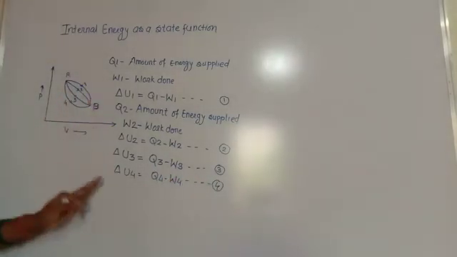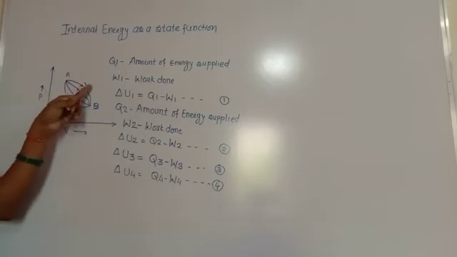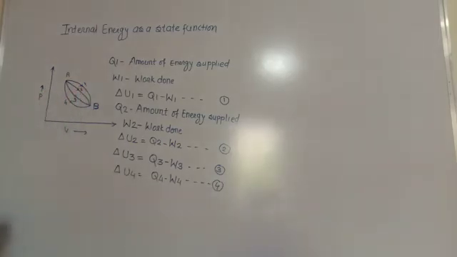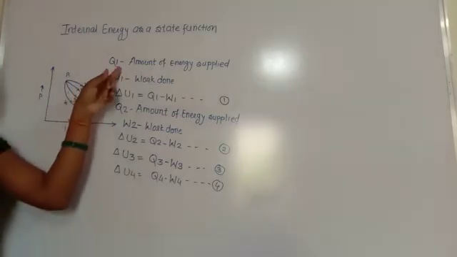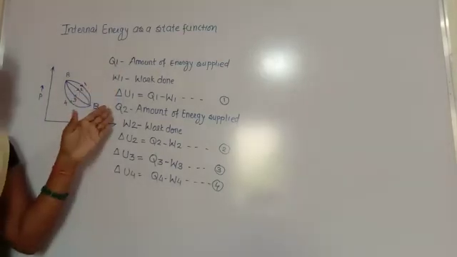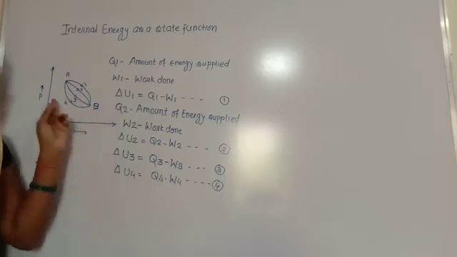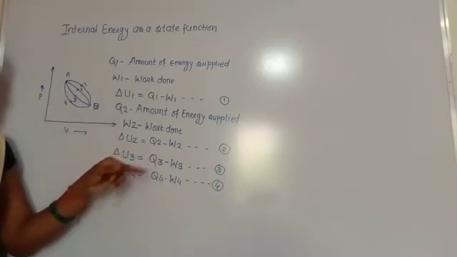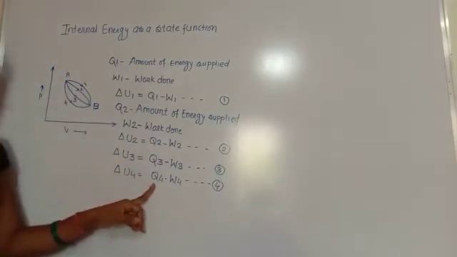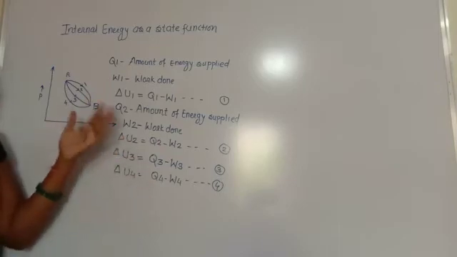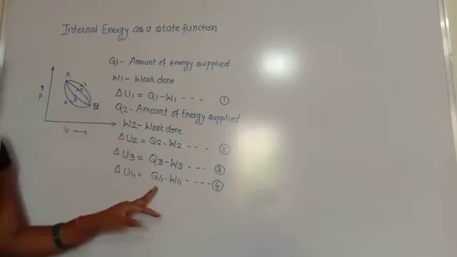Okay, so these are the four changes when we are going from path 1, 2, 3 and 4. It is found that although the system absorbs different amounts of energy, in path 1 Q1 amount of heat is supplied, in path 2 Q2 amount of heat is supplied, in path 3 Q3 amount of heat is supplied, and in path 4 Q4 amount of heat is supplied. So there are different amounts of energy supplied to a system.